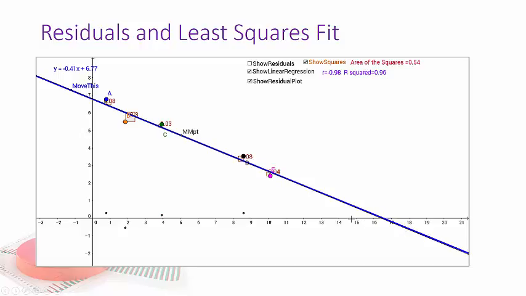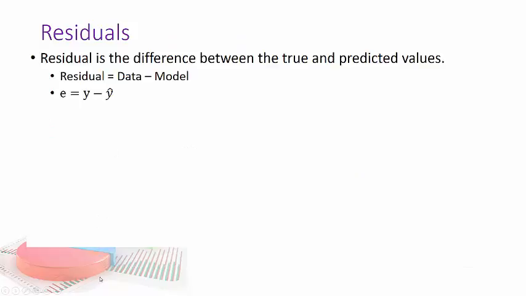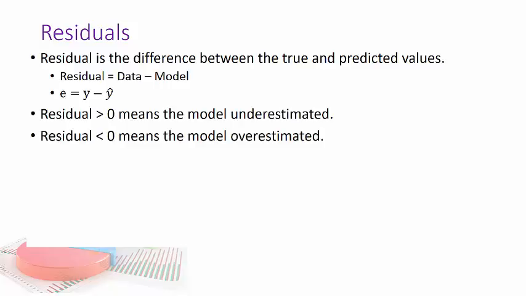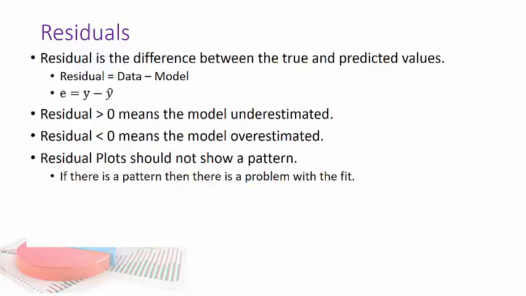So a linear regression is often called a least squares fit because we're trying to make the squares as small as possible. Okay, so to recap, the residual is the difference between the true and the predicted values. And if it's positive, that means the true is greater than predicted, the model underestimated. If it's negative, the true is less than predicted, the model overestimated.